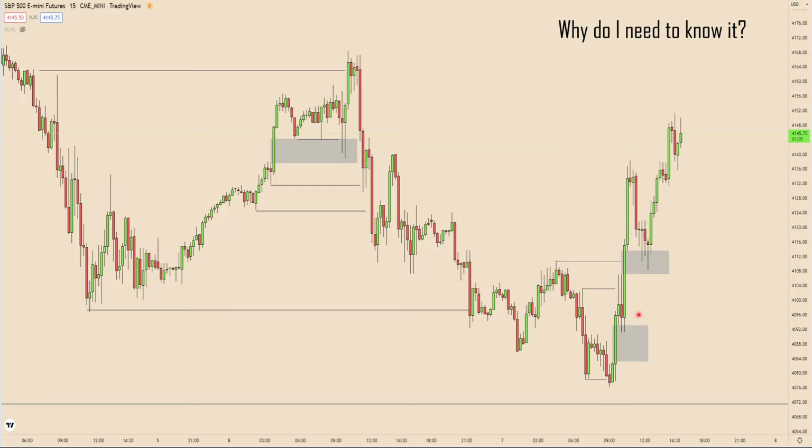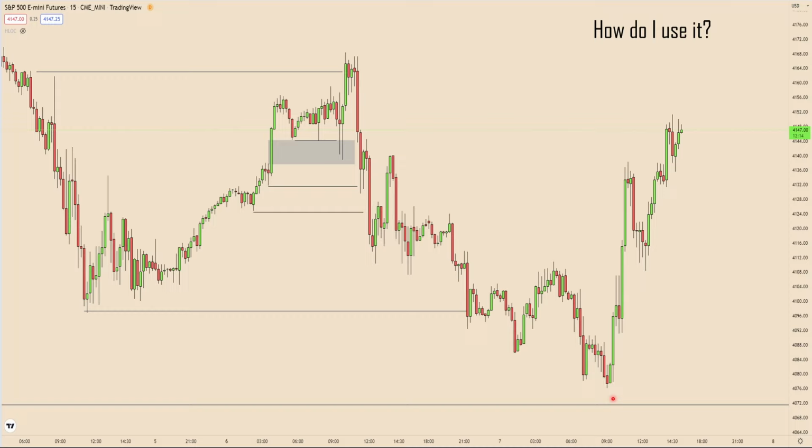Now, why do you need to know this? Well, above and below these highs and lows, liquidity rests, right? People's stops. You want to know where the liquidity is at because once it is taken, you want to see it distributed higher or lower, something that matches your bias.